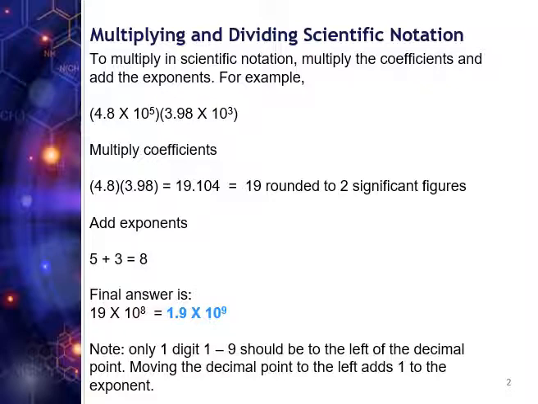Proper scientific notation, you have only one digit, 1 through 9, to the left of the decimal point. We had to move the decimal point to the left one place, so that made 8 plus 1 is now 9. The final answer is 1.9 times 10 to the 9.